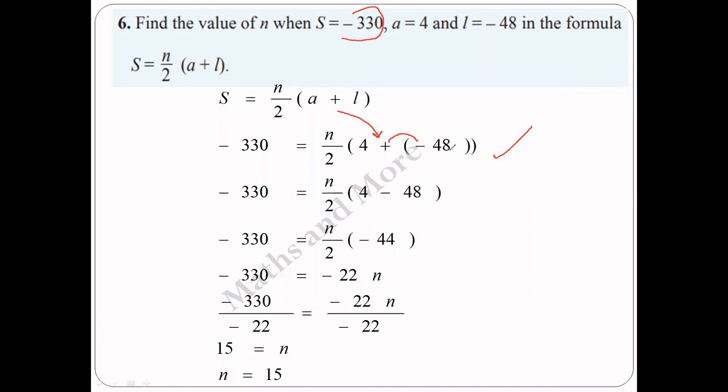Minus 48 plus 4. Plus 4, similar to plus 4 signs.